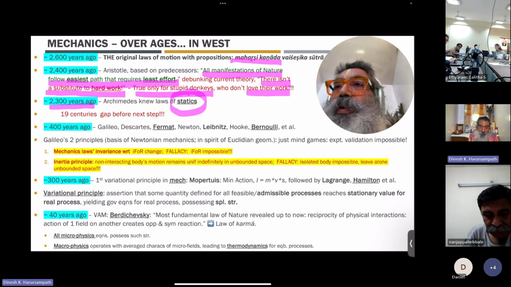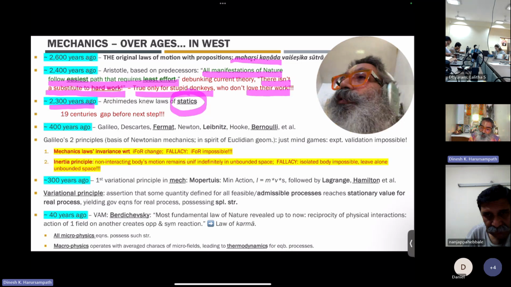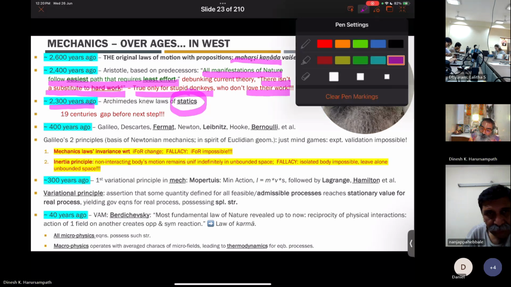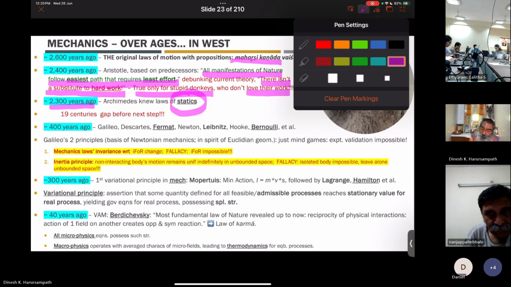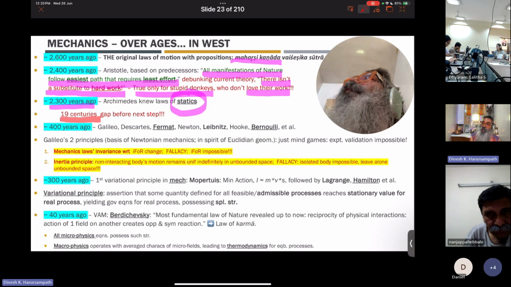was something which came from Archimedes, and hardly any change in the substance or the core of what he said has changed. But as far as dynamics is concerned, because people were not aware of Maharishi Kanad, there was a long gap of about 19 centuries that you see over here between Archimedes and what we call the golden period of mechanics today.